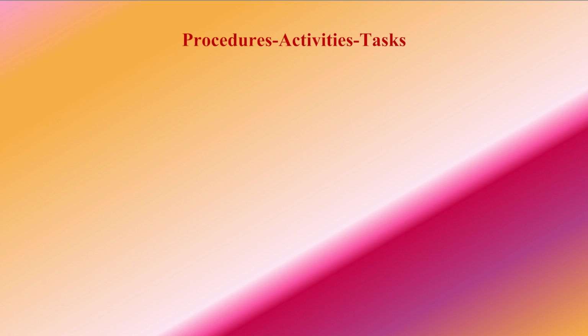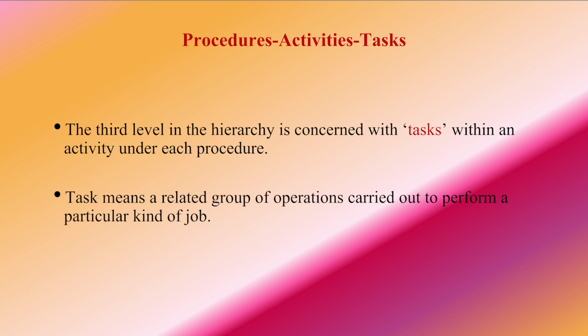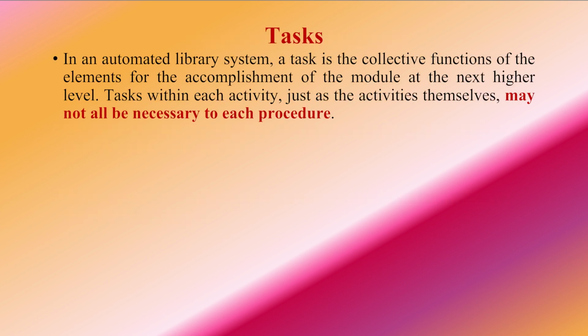Procedures, activities and tasks. The third level in the hierarchy is concerned with the task within an activity under each procedure. So we have to know what the procedure is, what the activities are, and what the tasks are. A task is a related group of operations carried out for a particular kind of job, because a task is given to someone. If we do not put trust in someone for a task, it cannot be done. So what is a task? It is an automated library system.